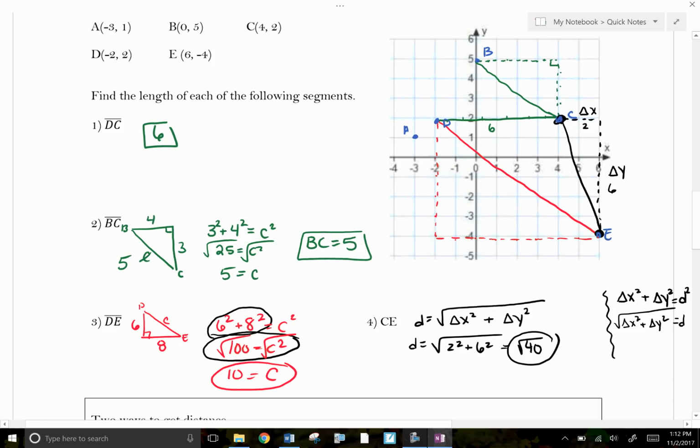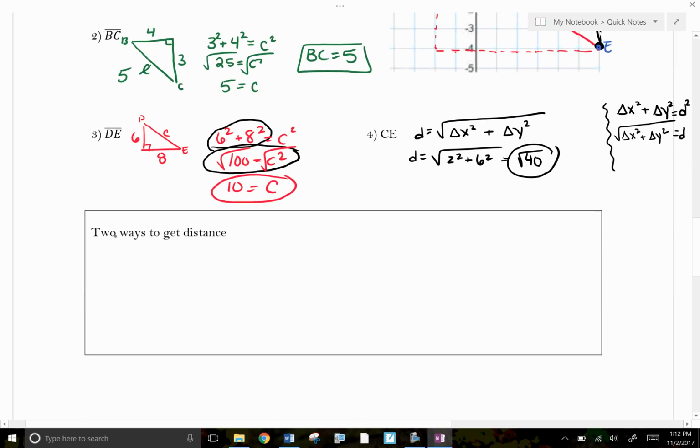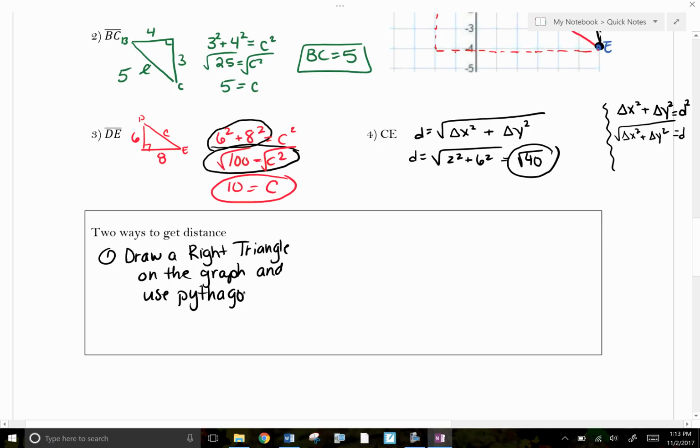All right, square root of 40. So what did I learn here? I learned that if I want to find the distance between 2 points, option 1 is to draw a right triangle on the graph and use the Pythagorean theorem. So option 1 is draw it on the graph, use the Pythagorean theorem.